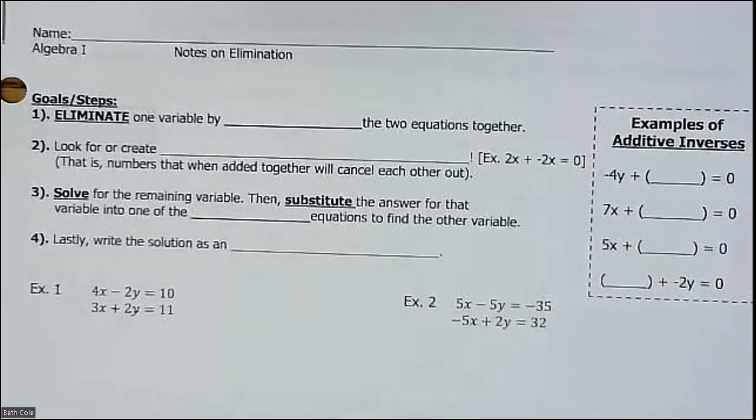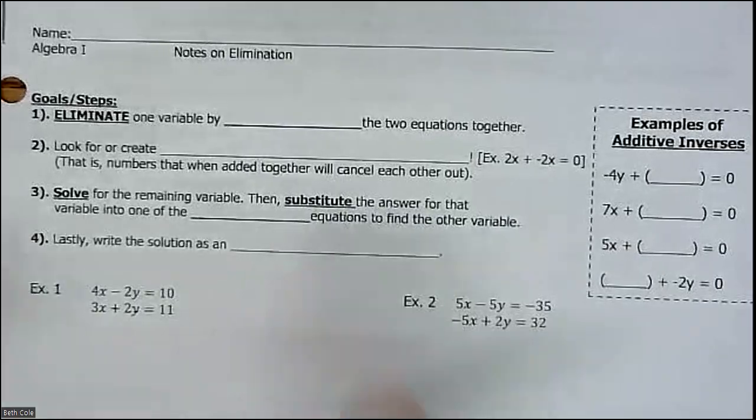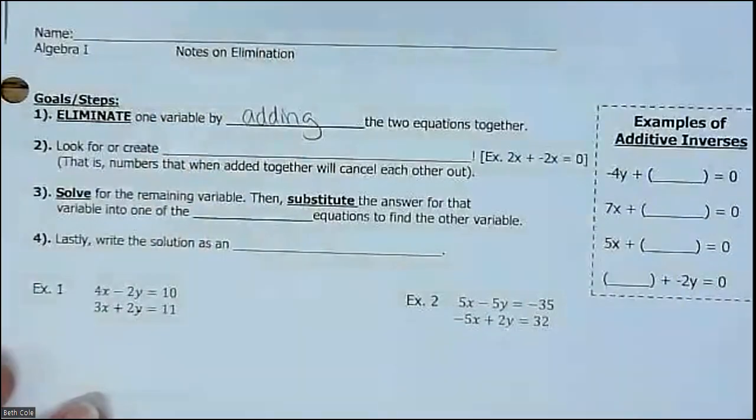So we just reviewed substitution. Elimination is another method of solving systems. So it's like another tool in your toolbox. And they are what they sound like. Like substitution, we took something and substituted it in. Elimination means you're going to eliminate one variable by adding the two equations together.